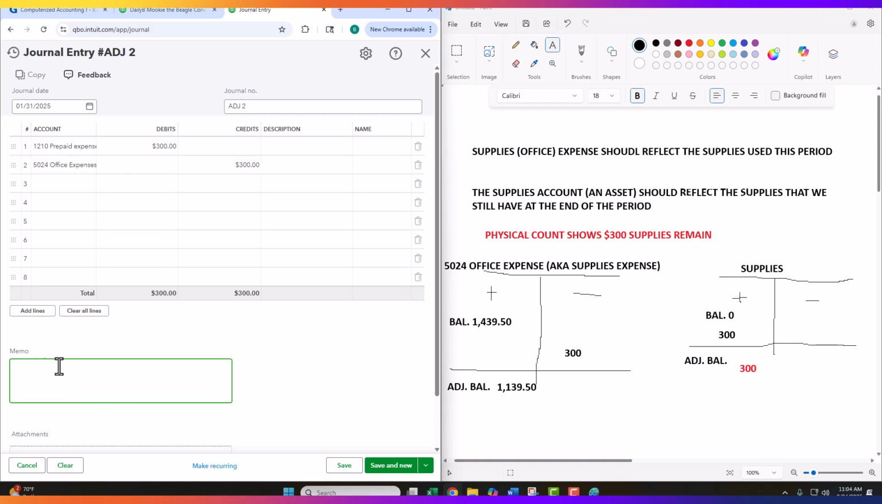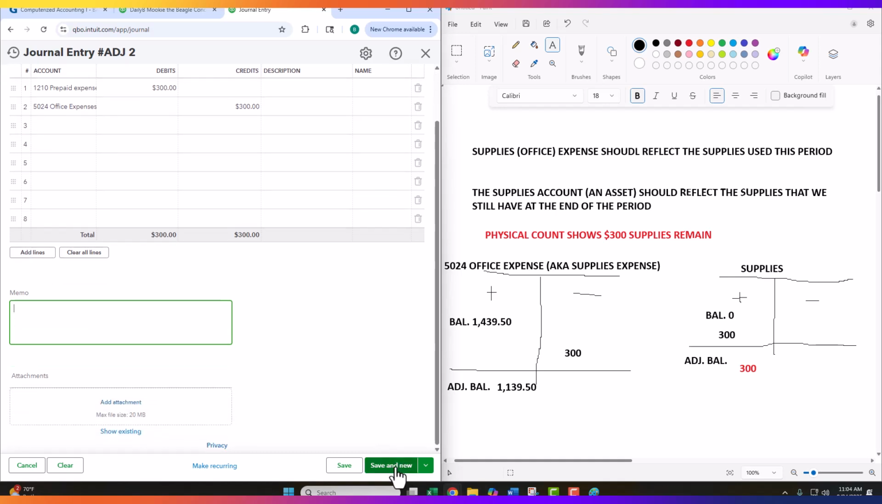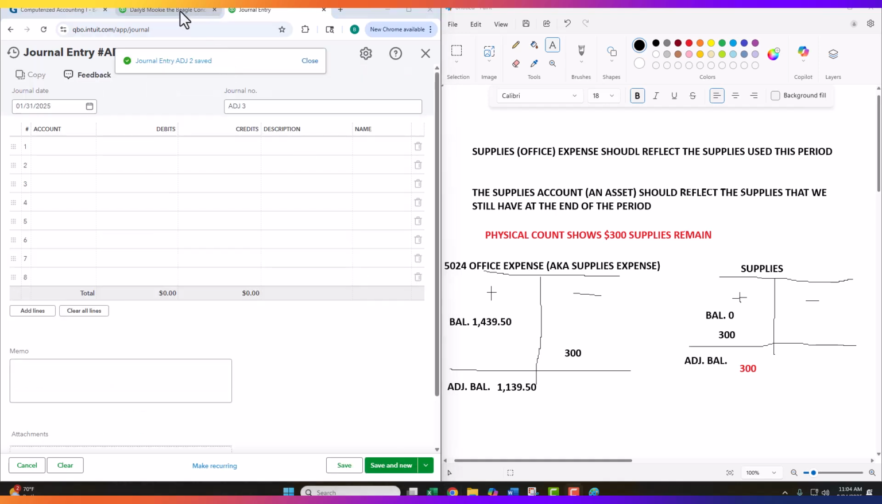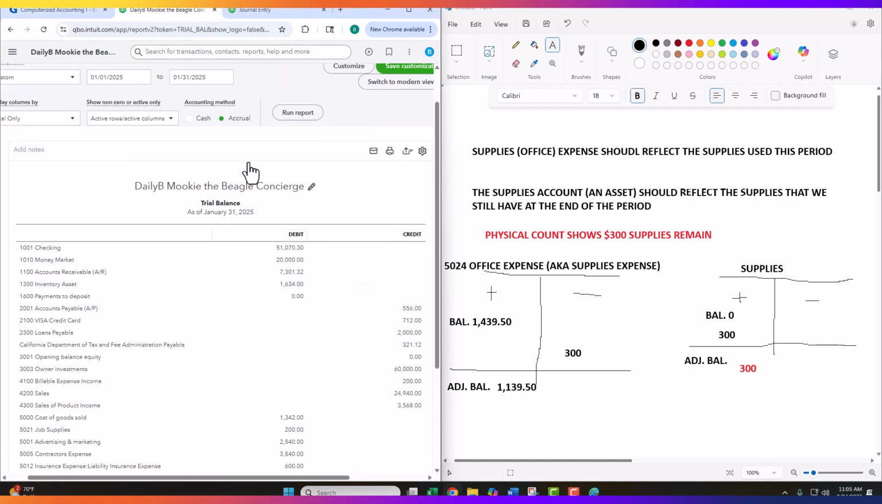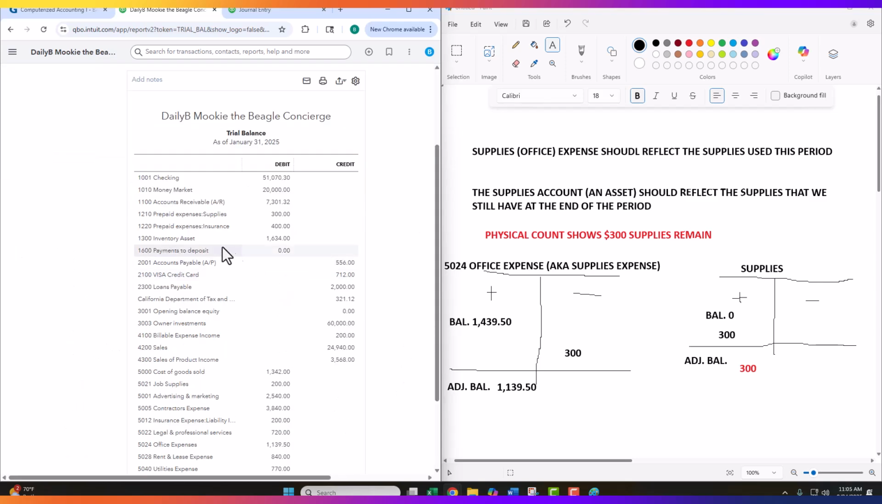It still would probably be a good idea to write a little memo here and detail the calculation. All right, so then I'm going to select Save and New again because I'm going to prepare another adjusting entry next. But before I do that, I want to go back to my trial balance and show that if I refresh this page by hitting Run Report, I'm going to see the assets now showing up. So now I see that prepaid insurance asset showing at 300.